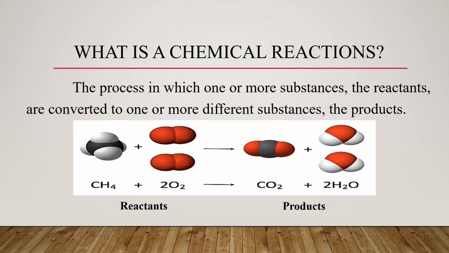What is a chemical reaction? The process in which one or more substances, the reactants, are converted into one or more different substances, the products, is called a chemical reaction. Means the reactants are converted into products. For example, CH4 reacts with 2 moles of oxygen, O2, to give carbon dioxide plus 2 moles of water molecules. Here CH4 and 2 moles of O2 are the reactants and CO2 and 2 moles of H2O are the products.